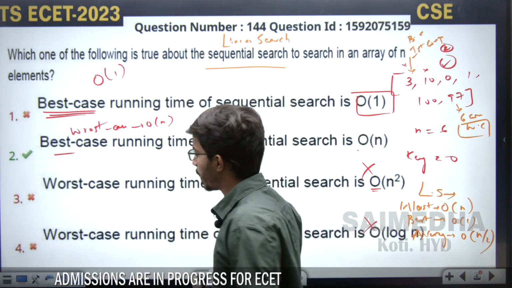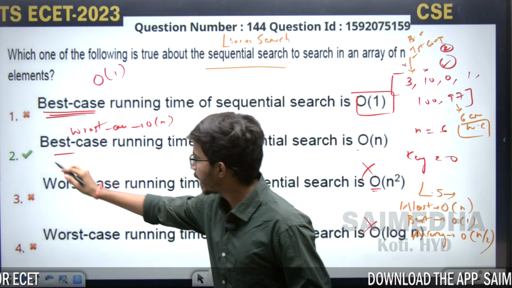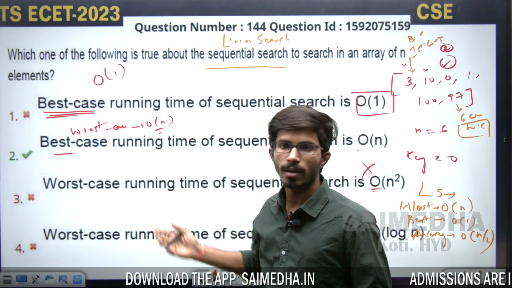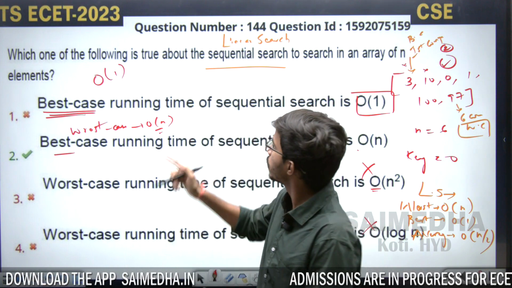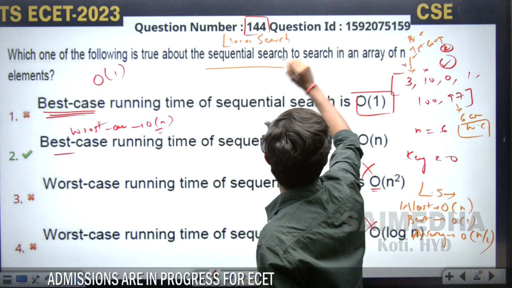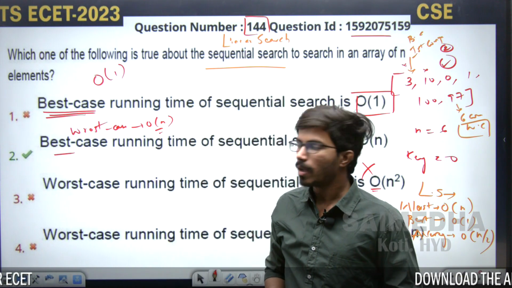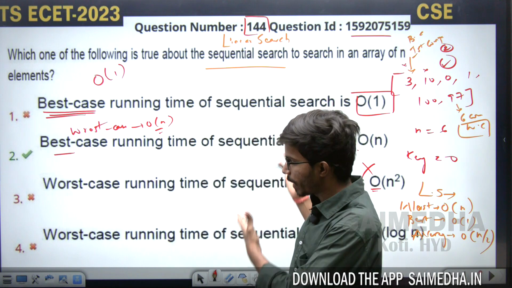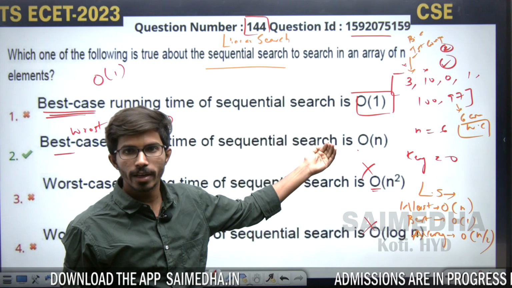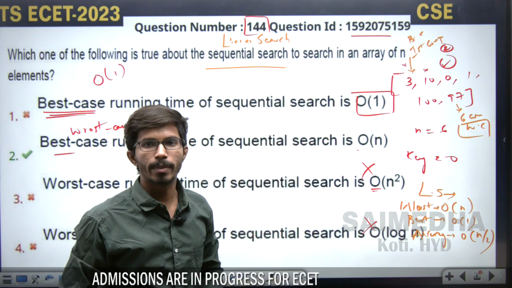But in the master key paper, in your response sheet also, they have given the second option as the right option. They have given the best case as big O of n, but that's not the right option. So you can note down the question number. From the master key, the question number is 144. The question ID is this one. Raise an objection on this one, and with the explanation, write a simple for loop code and see the number of iterations, explain with a simple example, and upload the photo in the portal.